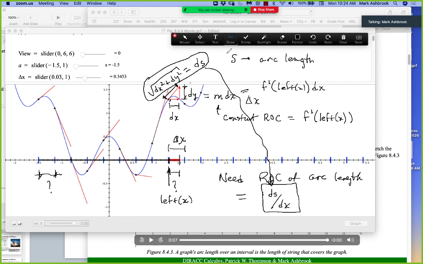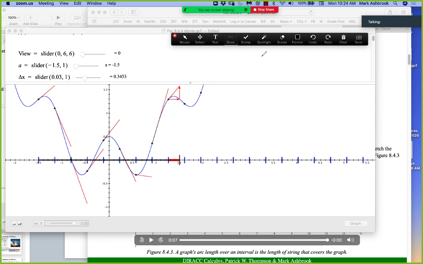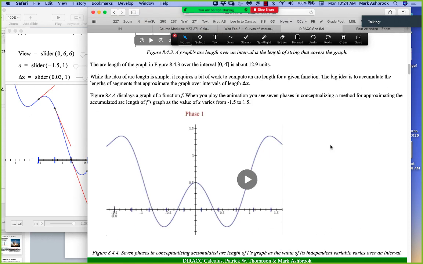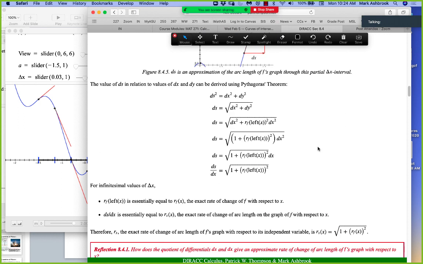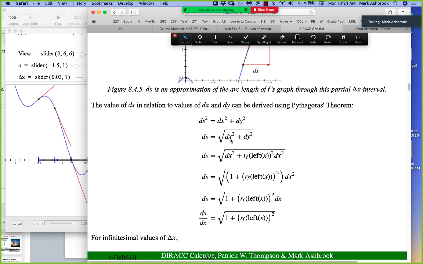Okay, let's do that fast here. I'll show you in the text. Don't try to write this down, just watch and write it down later. So here's this. We said ds is the square root of dx squared plus dy squared, right? That's the length of the hypotenuse. And so then we're going to solve for the dy. We're going to put in the rate of change of f, or f prime, at the left side. We're going to put that in for dy. Now we have dx squared. We're going to factor that out and take the square root of it. So the dx comes out here. And what's left inside is 1 plus the derivative of f at the left side, squared. And so there, look, ds equals rate times dx. Therefore, this is the rate, or ds dx.